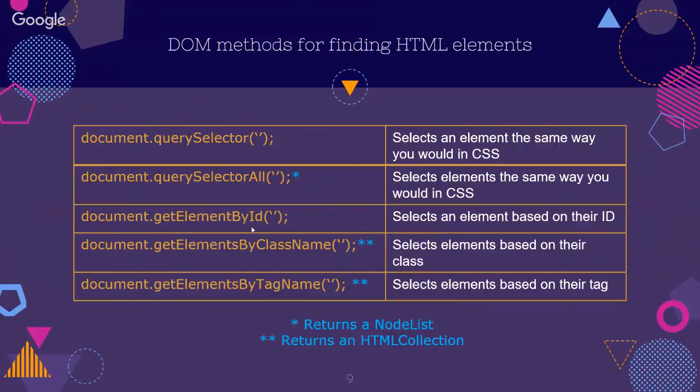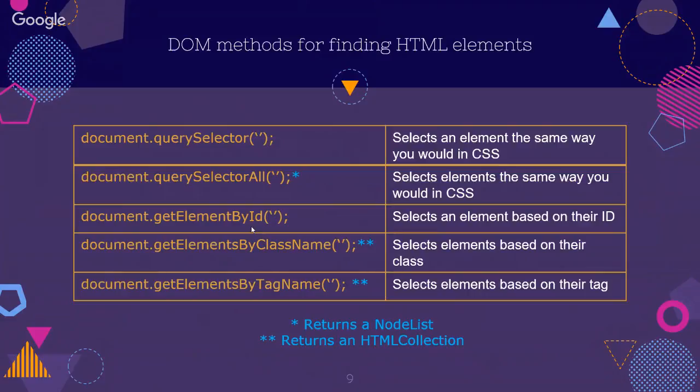With this method, the getElementById, we get a reference to the HTML with the specified ID and do whatever we want with it. So this method, the getElementById, returns the element itself. That's important to remember.